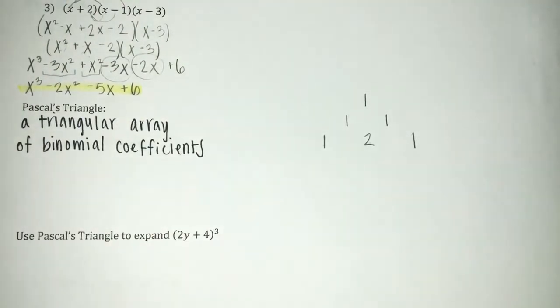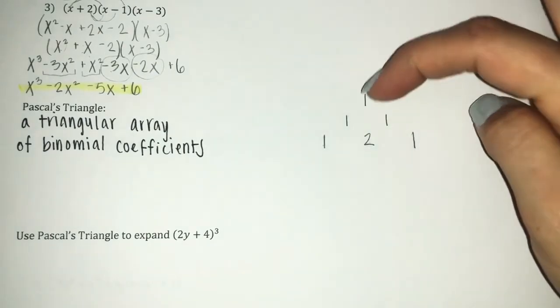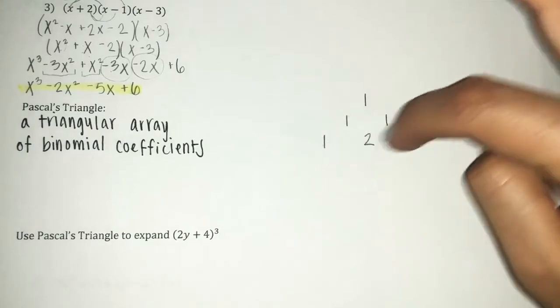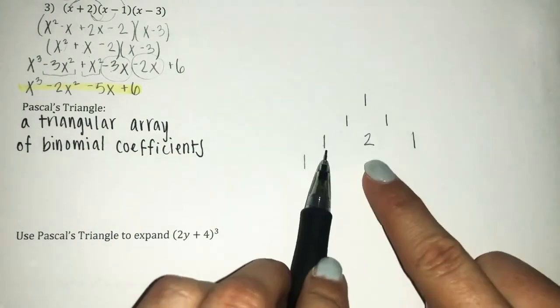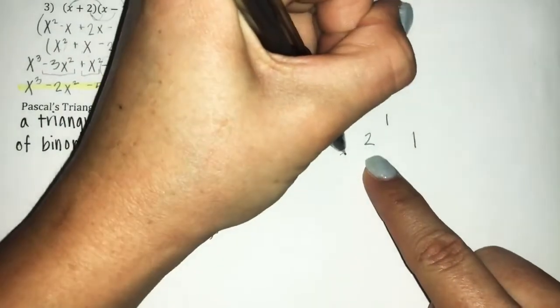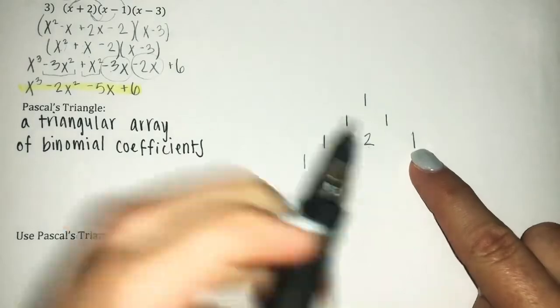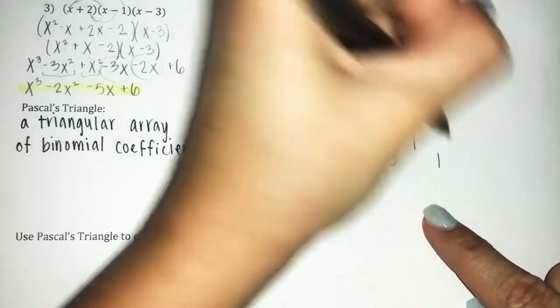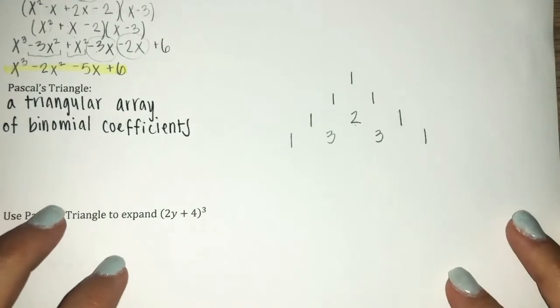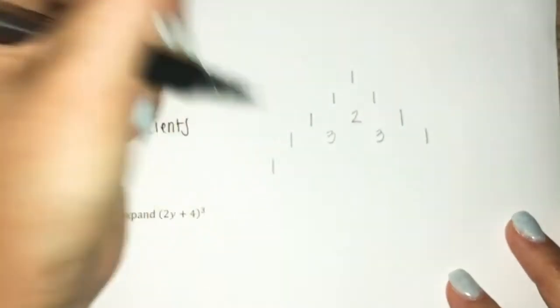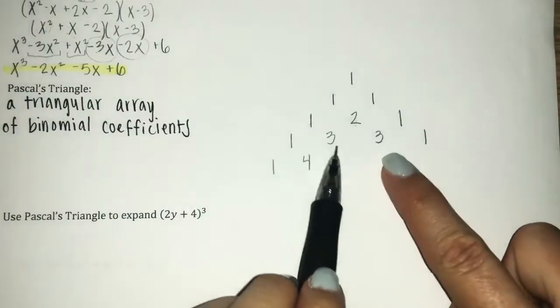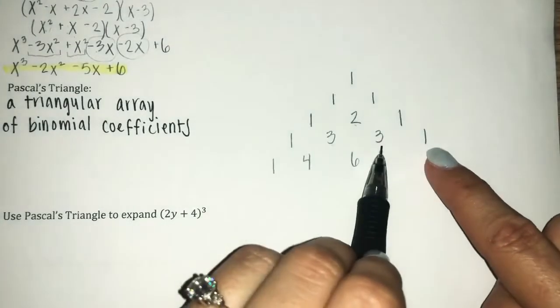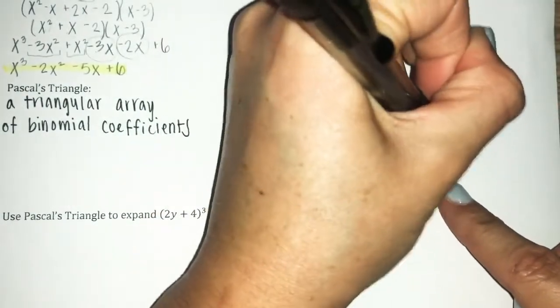Each row has that row's number of numbers. So the first row has 1, the second row has 2, the third row has 3, the fourth row will have 4 numbers. So 1 is the first number, and then for the next number I add 1 and 2, so 3. And then I add 2 and 1, so also 3, and then it ends with 1. And then for the fifth row, 1, and then I'll add the 1 and the 3 to get 4. I'll add the 3 and the 3 to get 6. I'll add the 3 and the 1 to get 4. And then 1 at the end.